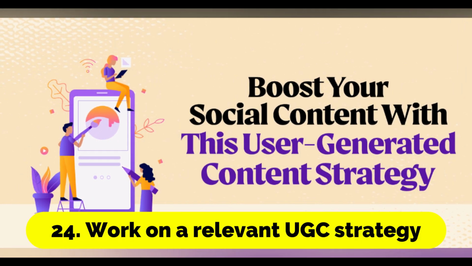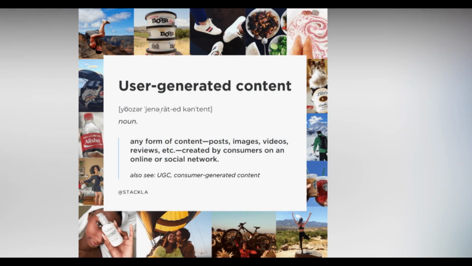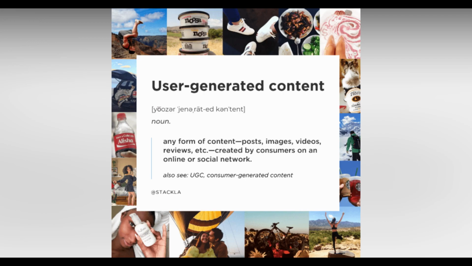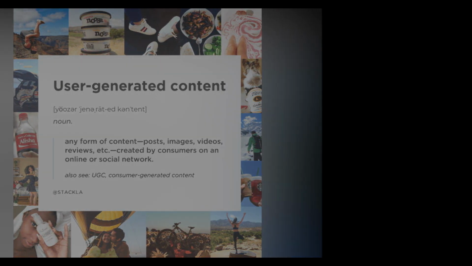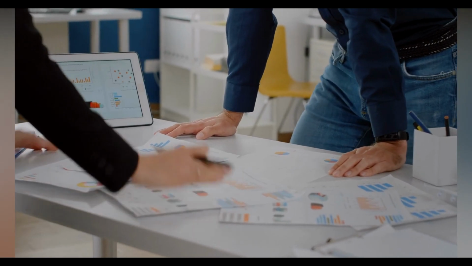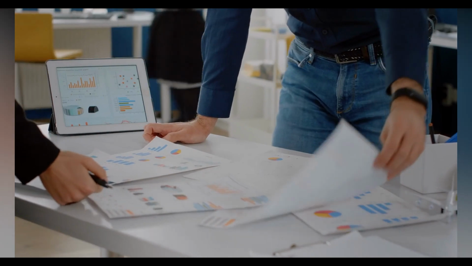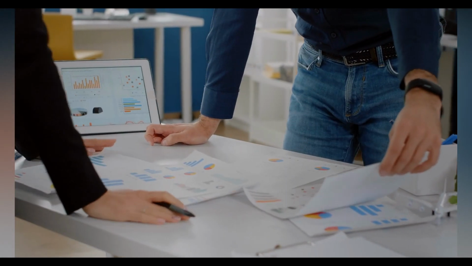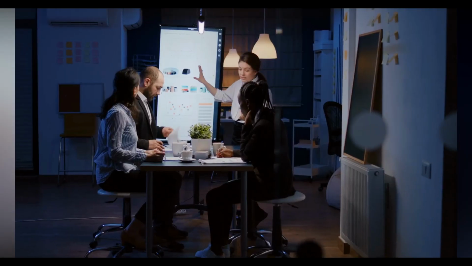Number 24. Work on a relevant UGC strategy. UGC is an abbreviation for user-generated content. Here are 3 key elements you need to consider through your UGC strategy. A clear call to action that convinces your most active customers to get involved. Channels that you can use to distribute this content. The content for which you're creating a UGC campaign.